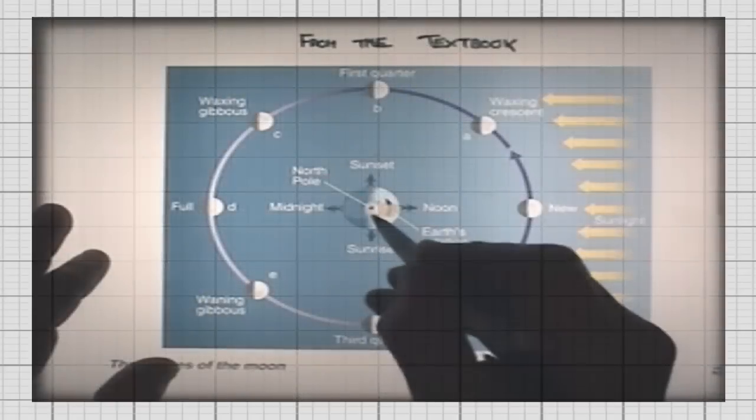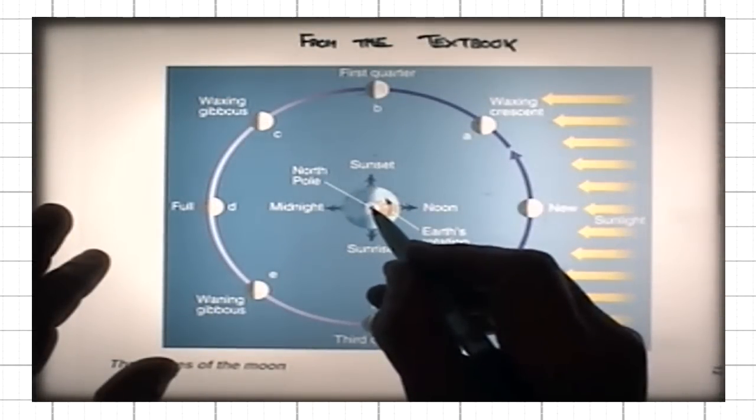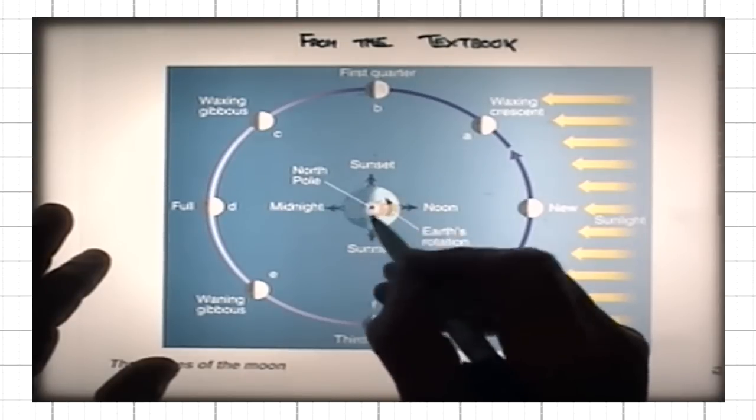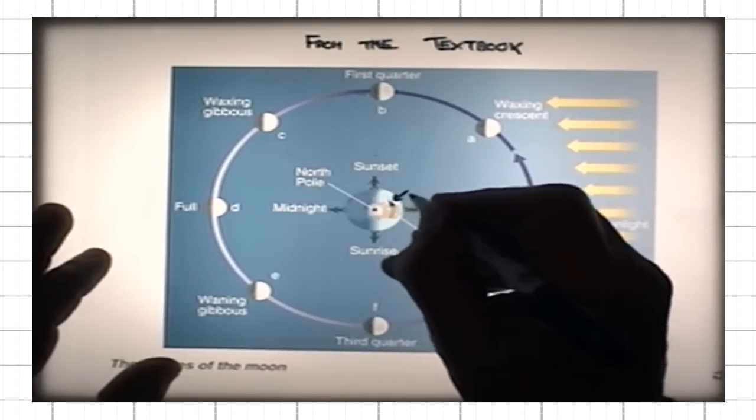Here we have the Earth. This is the North Pole, so we are viewing the Earth from above the North Pole, and it's spinning around this rotational axis once every 24 hours.